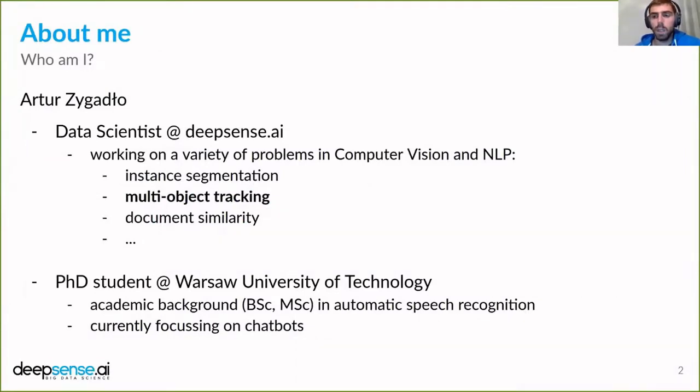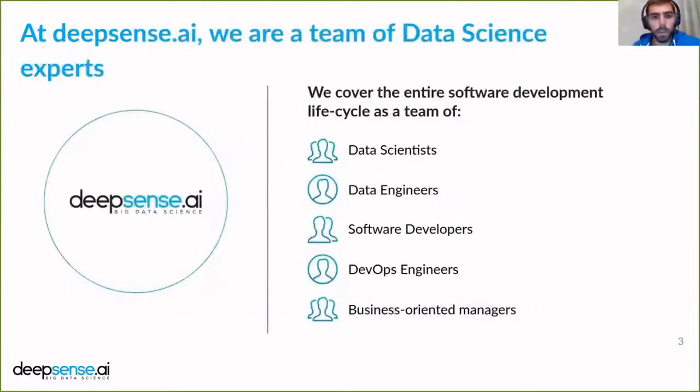So let me briefly introduce myself. I work as a data scientist at DeepSense AI, where I have a chance to apply a variety of AI methods to problems from the fields of computer vision and NLP. In particular, today I will be describing the project on multi-object tracking. At the same time, I'm a PhD student at the Warsaw University of Technology. My past academic background is in automatic speech recognition, but currently I'm focusing more on chatbots and dialogue systems.